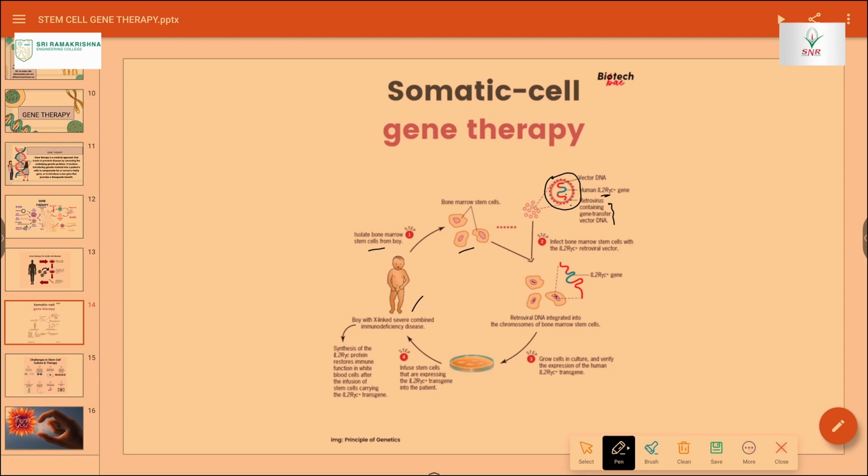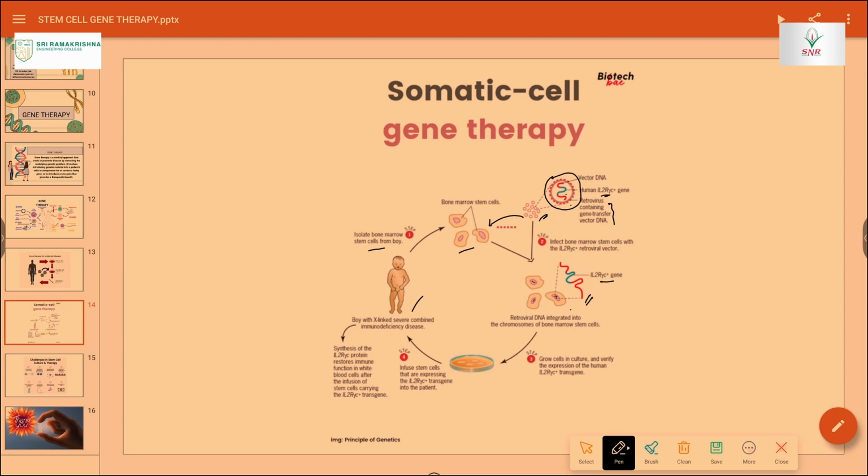So now these viral particles are allowed to infect the stem cells, and after infection, this particular viral DNA will integrate with the DNA of the stem cell. So now the stem cell is actually a modified stem cell, where the bone marrow stem cell has its own DNA integrated with the viral vector DNA, and that vector DNA has your gene of interest also.